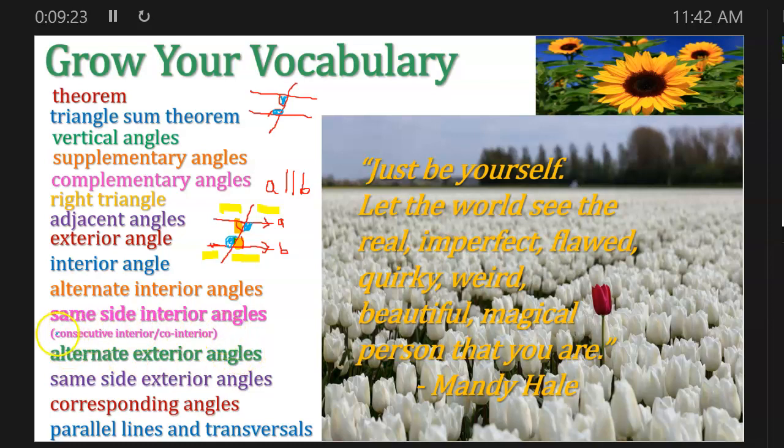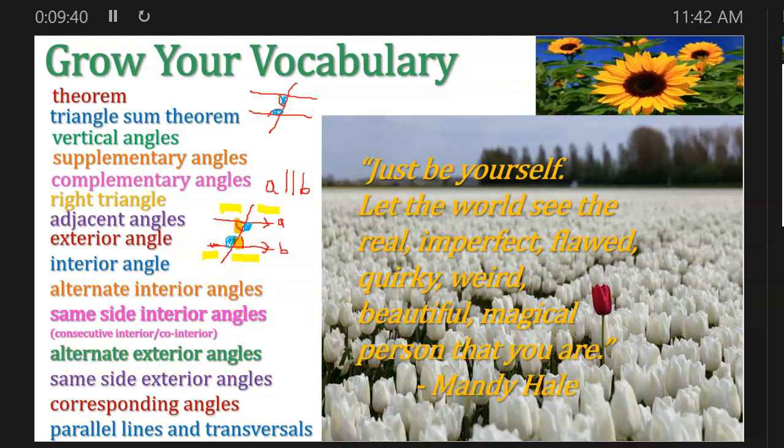Now, you may see same side interior angles named consecutive interior and co-interior, but to be honest, I see it more as same side interior angles. If you do see it sometimes called consecutive interior or co-interior, that just means they're inside the parallel lines and on the same side of the transversal.